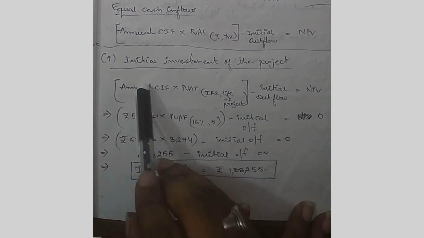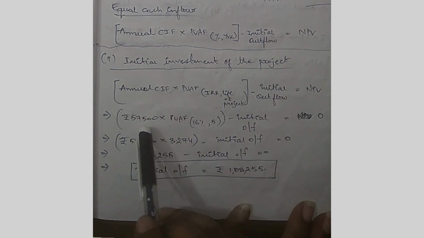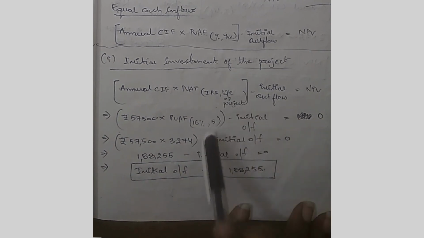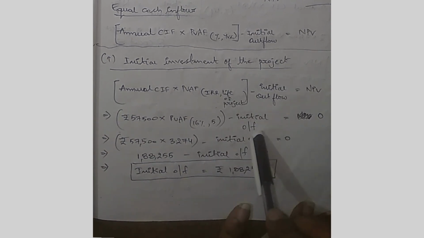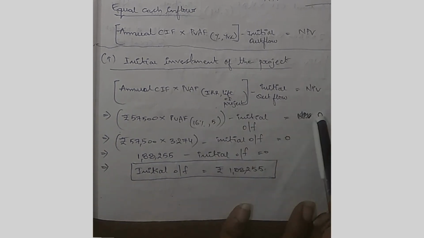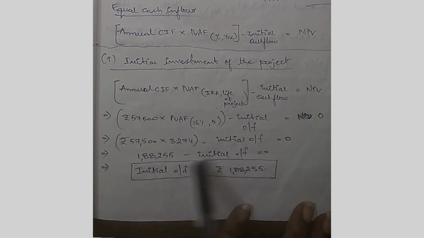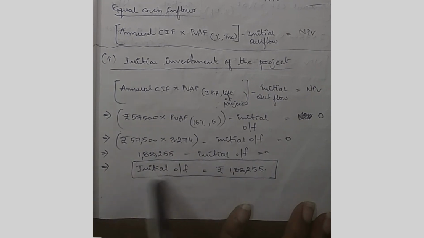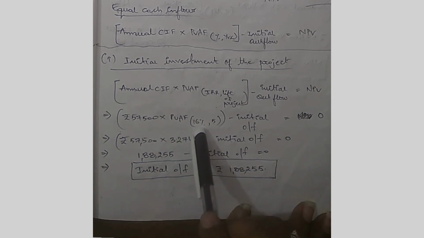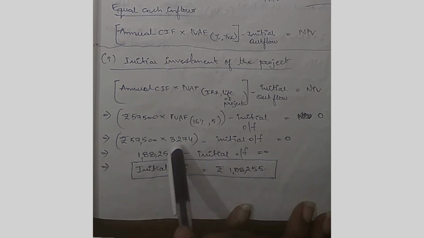If you substitute the annual cash inflows from the question, it is 57,500, IRR is 16%, life of the project is 5 years, and the initial outflow we don't know. NPV, we know that at IRR the project NPV is 0. Now if we solve the equation, we get initial outflow equal to 188,225, because the present value annuity factor at 16% for 5 years, in the question table, contains the value of 3.274.